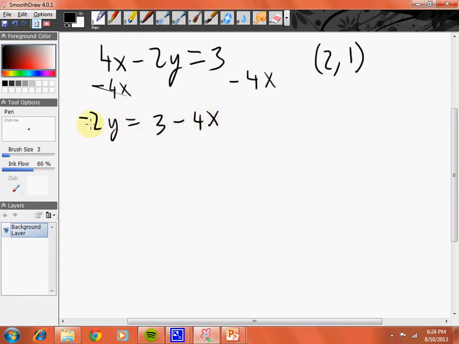Anyway, in order to do this problem, we need a line that's parallel and a line that's perpendicular to this line right here. So we need to find the slope of this line. To find the slope, we need to solve for y, because when you turn this general form into slope-intercept form, the slope is very visible. So to get y by itself, I'm going to divide everything by -2.